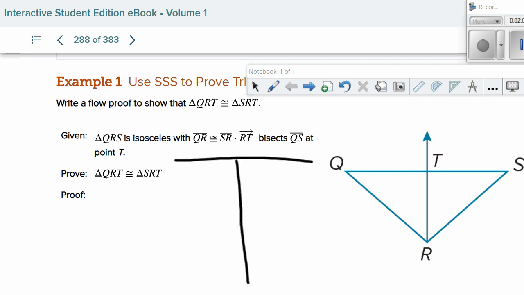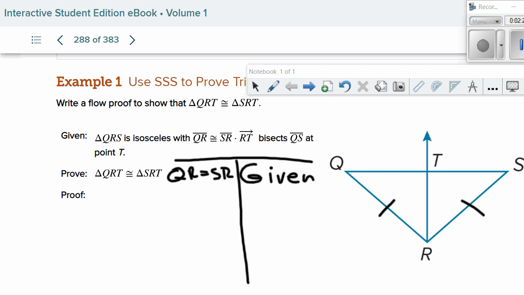All right, we're going to take what's given to me first. First off, QRS is an isosceles triangle. That means that two sides are equal. So in this case, they're telling me that QR is equal to SR. So I'm going to show that's equal. So QR equal to SR, and that's given.